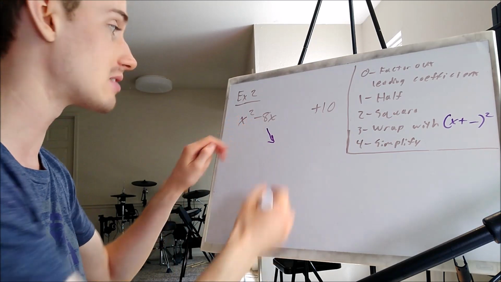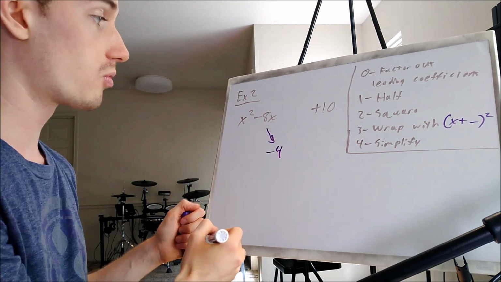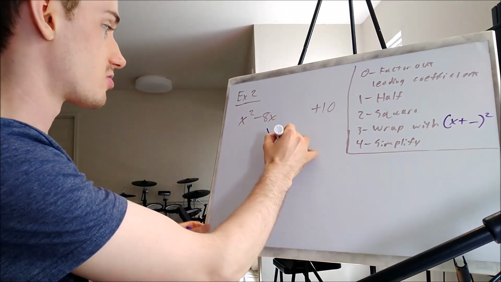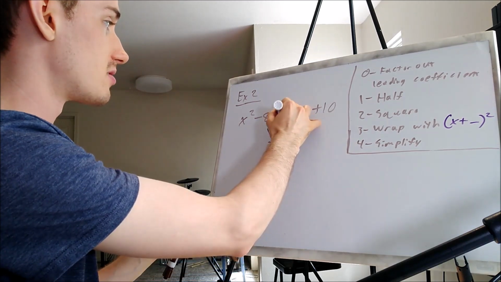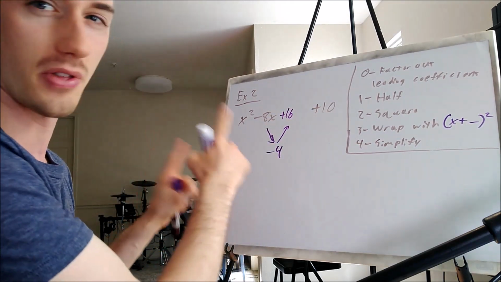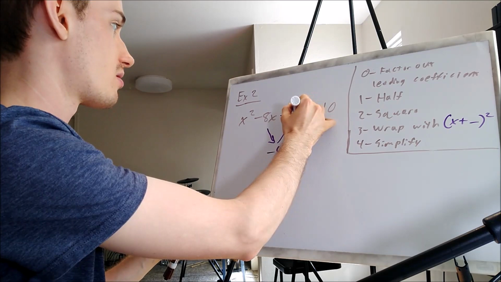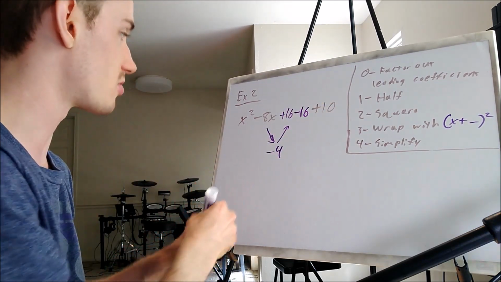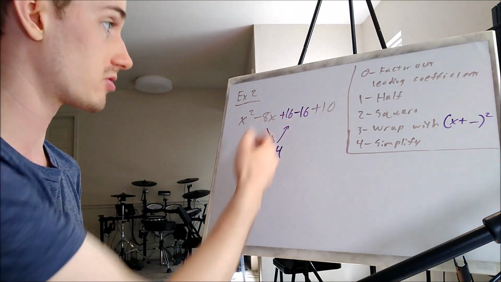So half of negative 8 is negative 4. Of course, once we square it, it's going to become positive now. So negative 4 squared is positive 16. But then, so I'm not just adding anything I want, I have to subtract off 16 also. So that was steps 1 and 2, half and square.